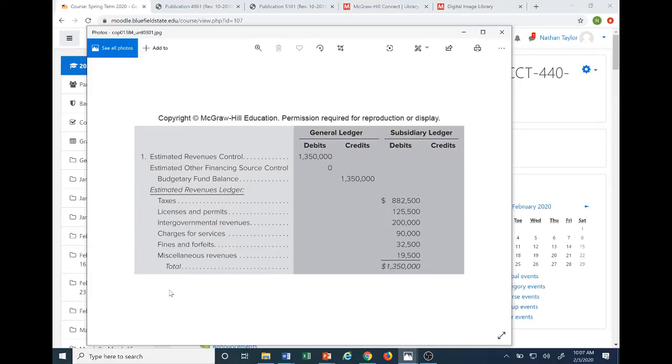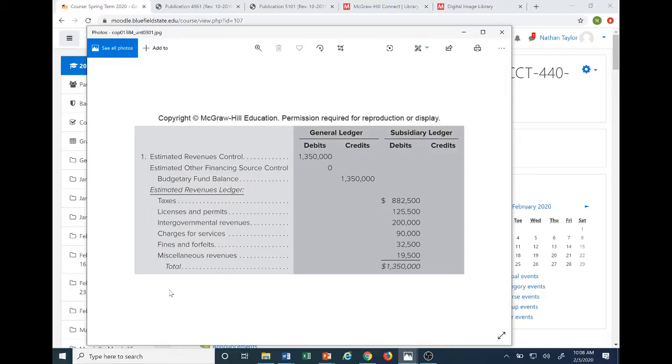At the top here, it says estimated revenues control of 1.35 million. Then we have the estimated other financing source control, which is telling us we're not expecting anything else. And then we have the budgetary fund balance of 1.35 million. So if you notice, this is just half of setting the budget, just the debit side of it. That's the general ledger, what we'd see, and that'd be the overall entry. Those are the control accounts with the general ledger.